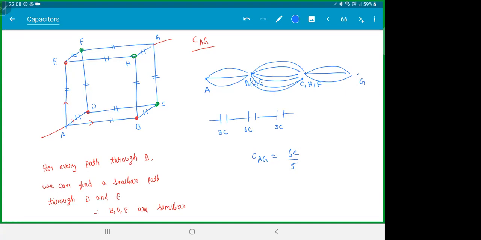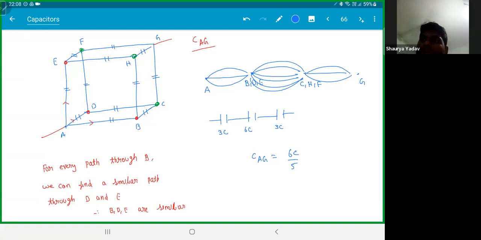We can use Kirchhoff's law, but symmetry is much easier and logical. So if you see C, H, F are identical, what? From B, D to C, H, F, what?